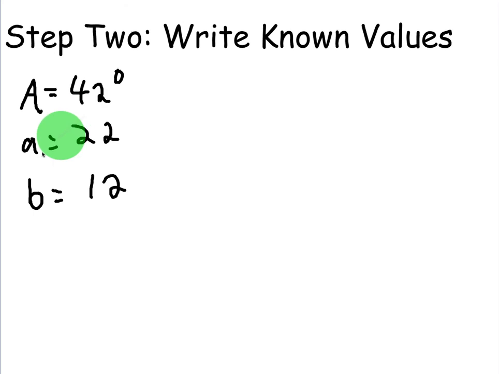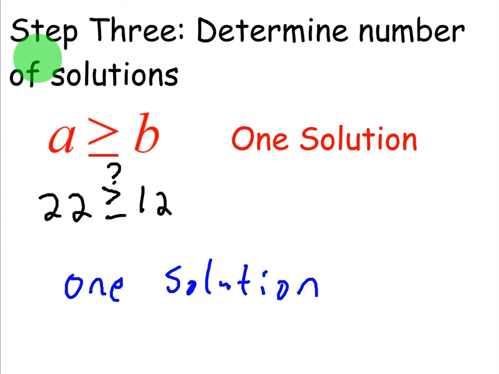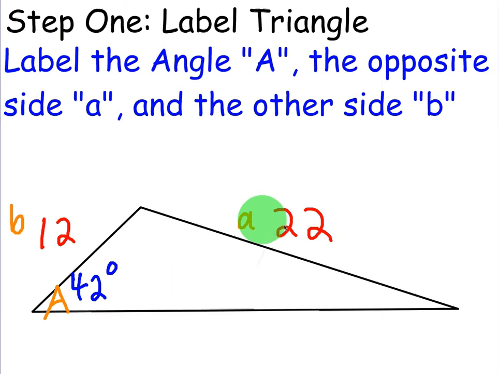Step two, write out what you know. You know big A is 42, little a is 22. Little b is 12. So here's why we want to be consistent with that. Here's how you tell whether or not it has one or two solutions. You want to look at the angle, the side opposite the angle that they gave you. In other words, a, which is 22. And you want to compare that with the other side, the side that's not opposite an angle they gave you. So b is 12, is not opposite an angle they gave you.